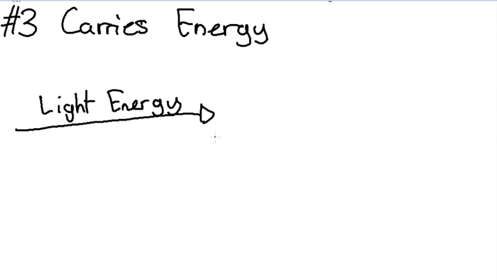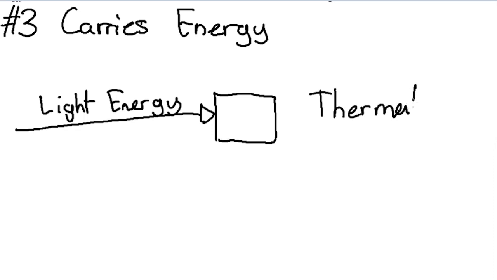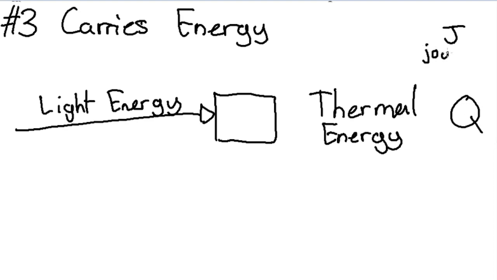And when light touches an object, it converts into thermal energy. And the symbol of thermal energy is Q. And the unit they use is J, that stands for joule. So yeah, light converts into thermal energy when it touches an object. This is why when you go outside, when it's sunny outside, it's hot.